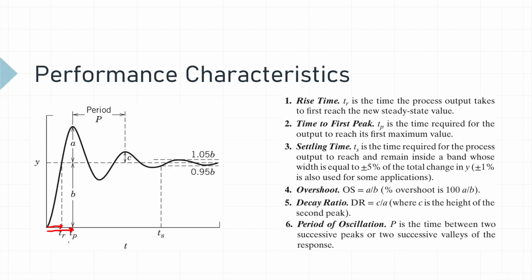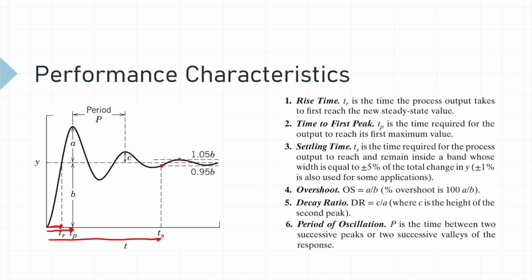Next is settling time. That is from 0 to the point where the output has reached and remained inside a band whose width equals plus minus 5% of the total change in y. And sometimes this is used as plus minus 1%. You can notice how this is the first time where our oscillations stay within 0.95 of the steady state and around 1.05 also right over here. The first time that is reached is called the settling time.